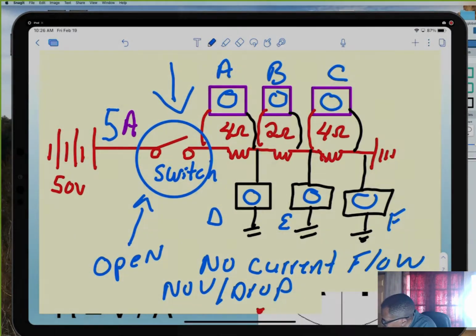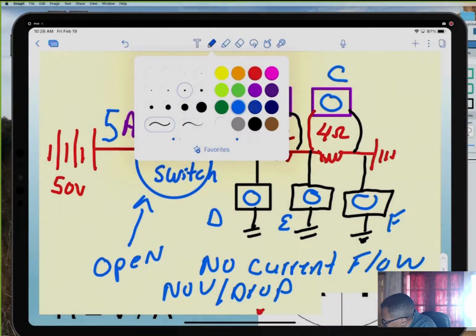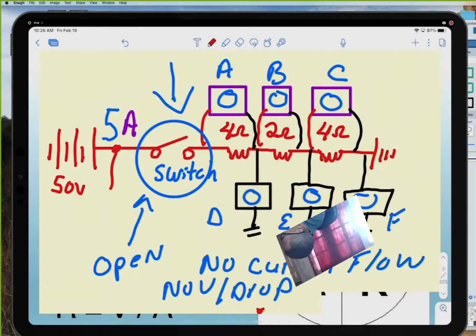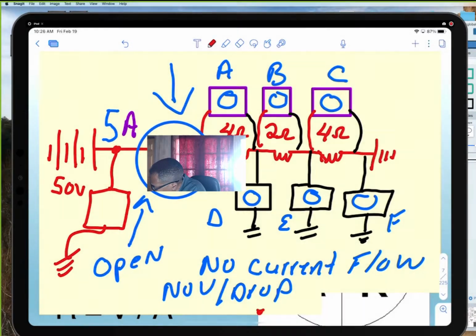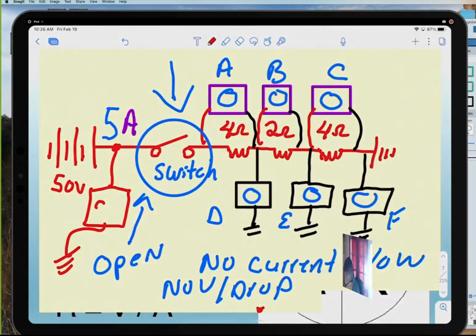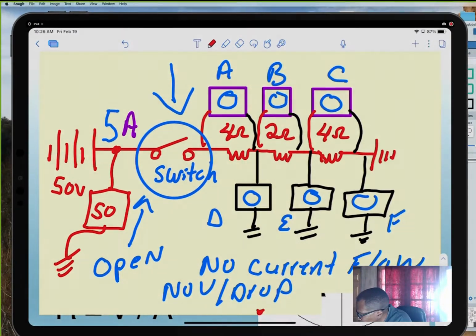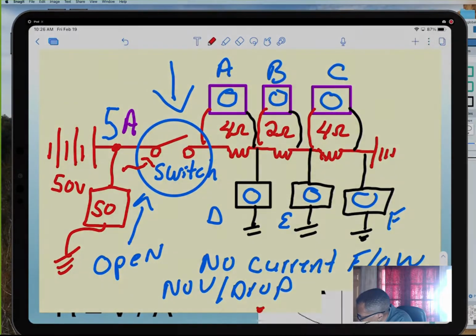But you might have this though. If you want to put a meter right here and check at that point, would that be 0 also? That'd be 50. The reason why? Because it's before the open. The reading is before the open switch.